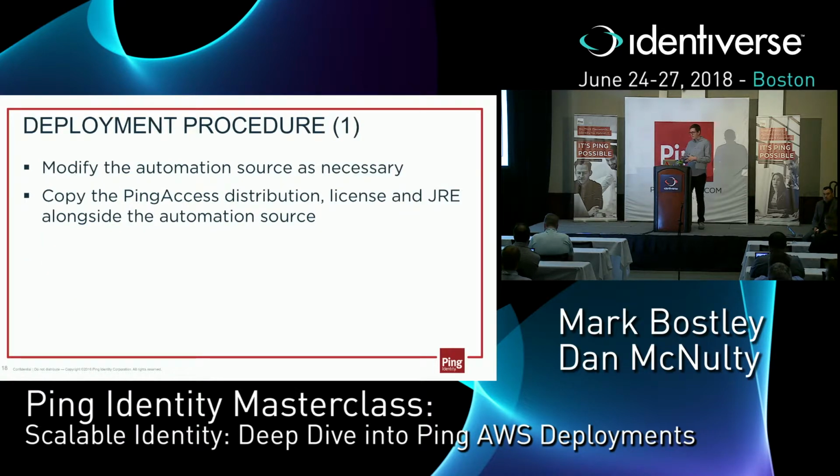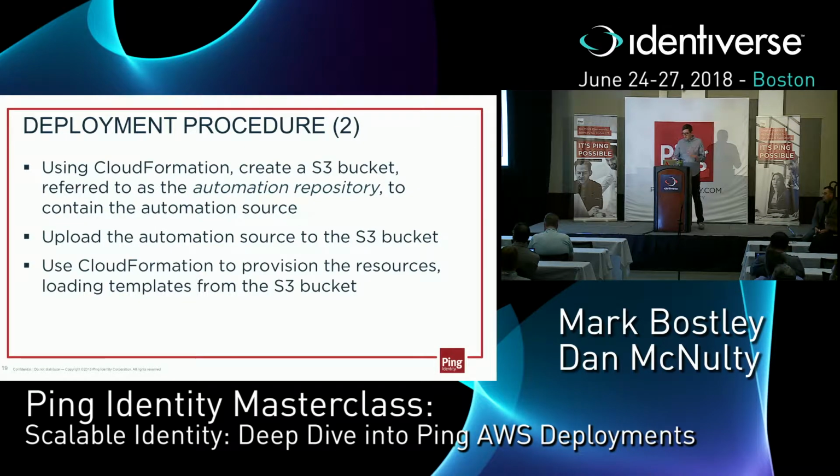All right, so combining that all together, let's walk through a high level of what the deployment is doing. So you're going to modify the automation source to meet your requirements. You're going to copy the PingAccess distribution, your license, your JRE, alongside the automation source. Then you're going to use CloudFormation to create an S3 bucket, which I will refer to as the automation repository. That'll contain the automation source. Once that bucket's created, you're going to upload the source to that bucket, and then you're going to use CloudFormation to provision the resources. And CloudFormation at this step is going to pull templates from this S3 bucket. Once resources are created, they're going to actually reach out to this S3 bucket as well and pull down config. It kind of becomes the central point of the deployment.